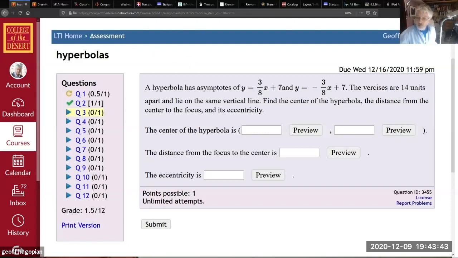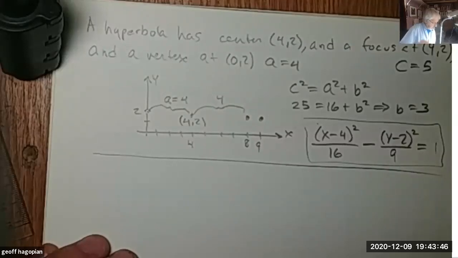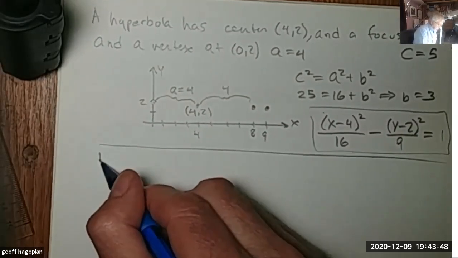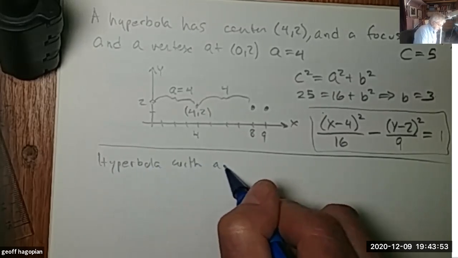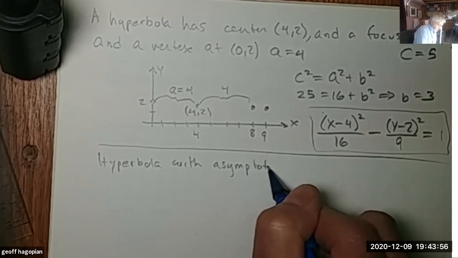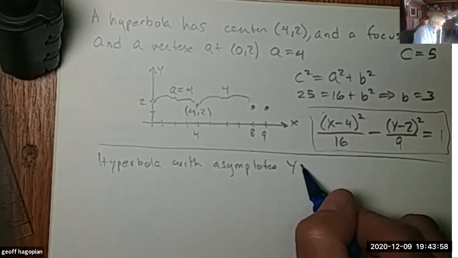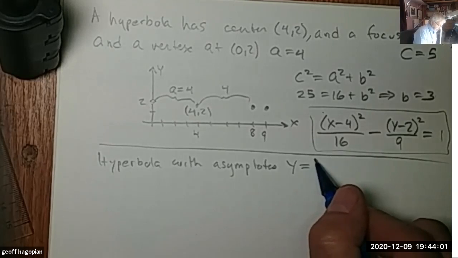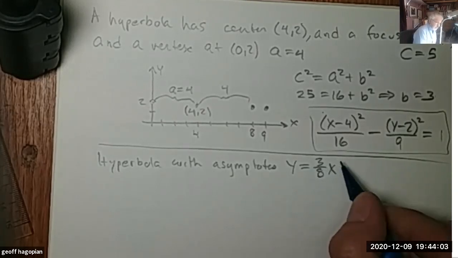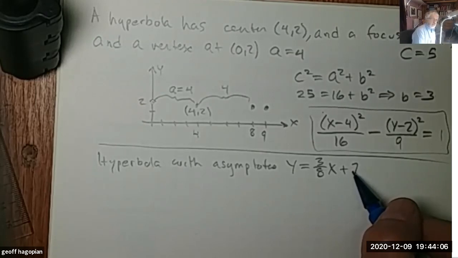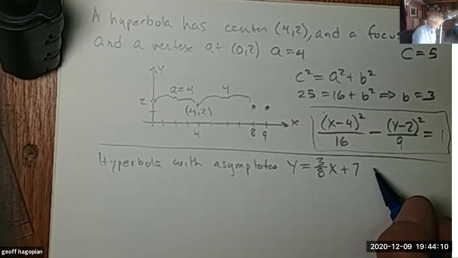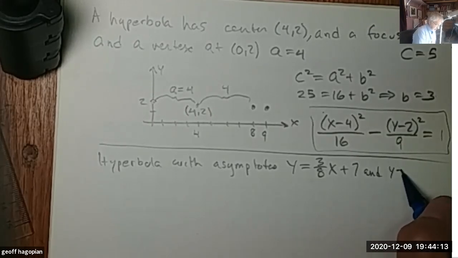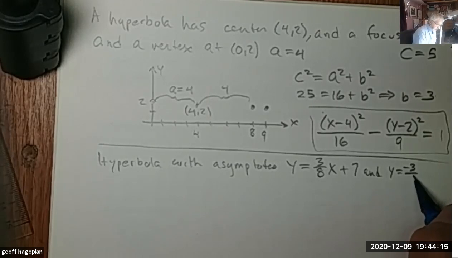We know that we have a hyperbola with asymptotes y equals 3/8 x plus 7. And yeah, see, we got that same thing. I think it's going to have the same problem, but maybe I made a mistake on the other one. So I don't know, it seemed like it was right.